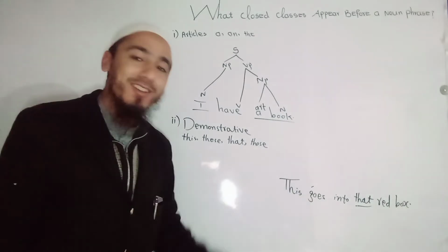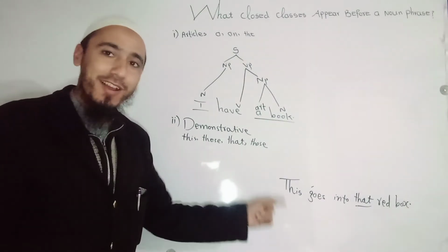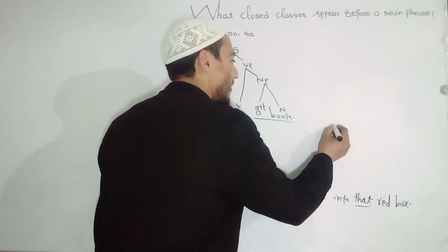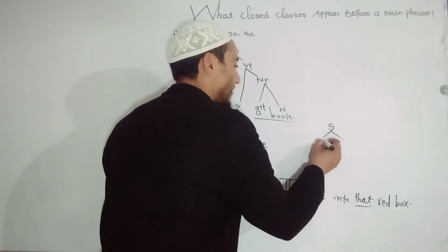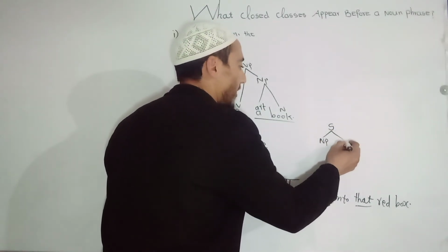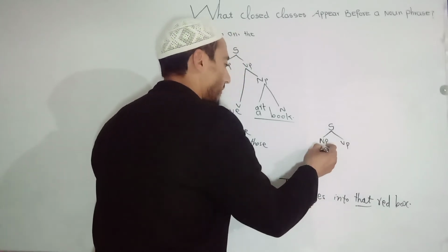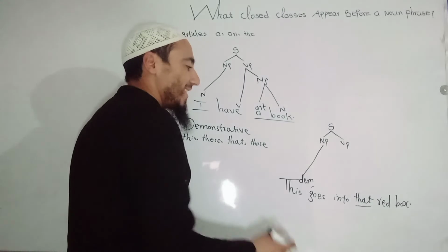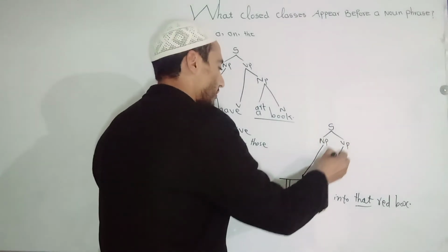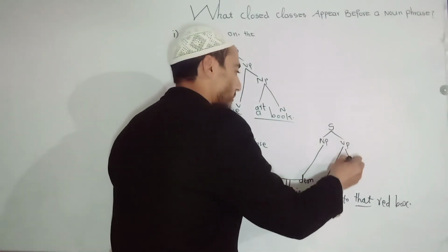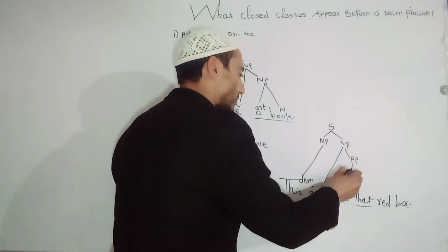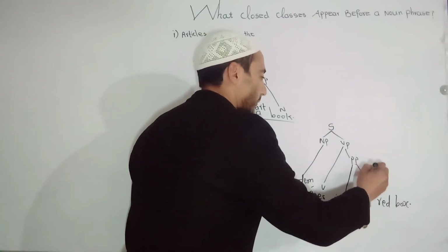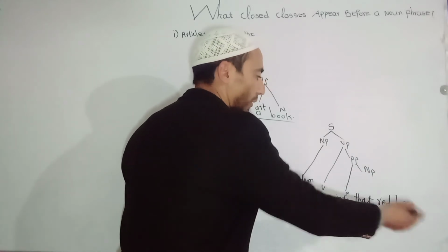Let's come to this one: this goes. Here the question arises, what is the function of this here? Let's draw the structure. We have S, which means sentence. In sentence we have NP and VP. In NP here we have demonstrative, I'm writing DEM, demonstrative. And goes, that is verb. Into, that is PP. So we are taking PP means prepositional phrase. Okay. And here we have NP. In NP we have box.